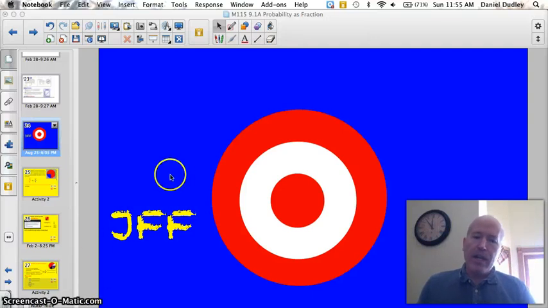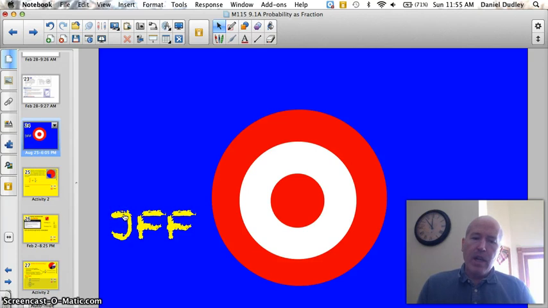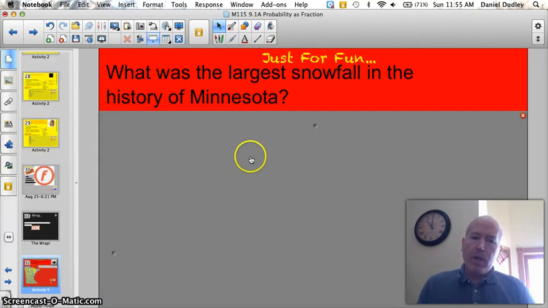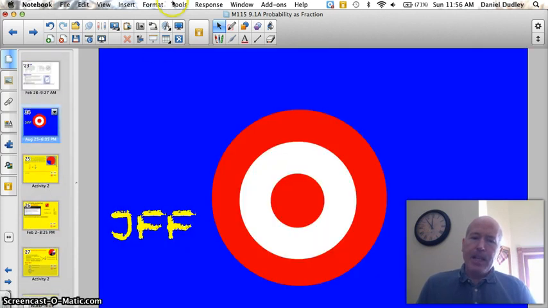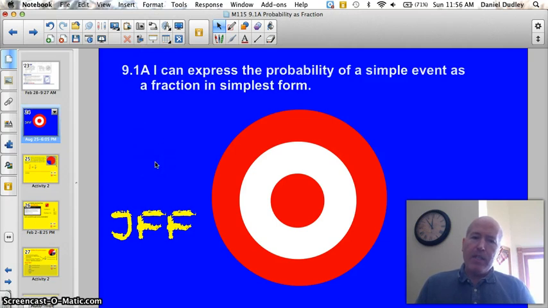Tonight we'll begin Chapter 9 on probability for a series of lessons. It's been a snowy month in Minnesota. Trivia question tonight is what was the largest snowfall in the history of the state? Tonight officially our target is 9.1a. I can express the probability of a simple event as a fraction in simplest form.